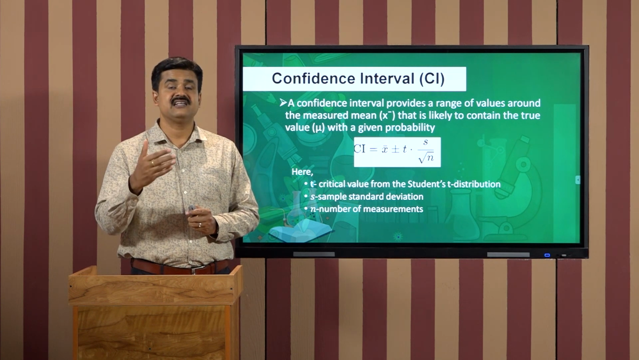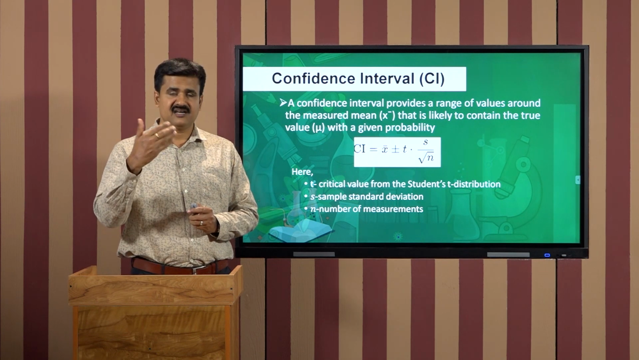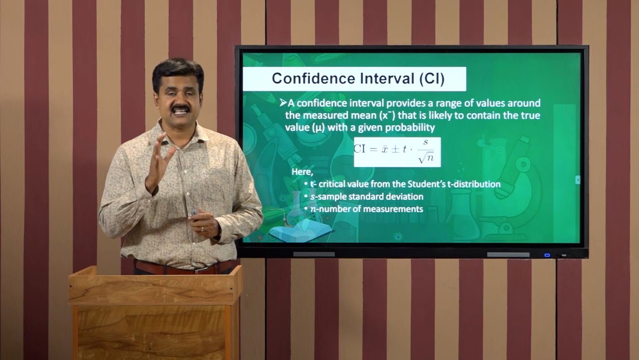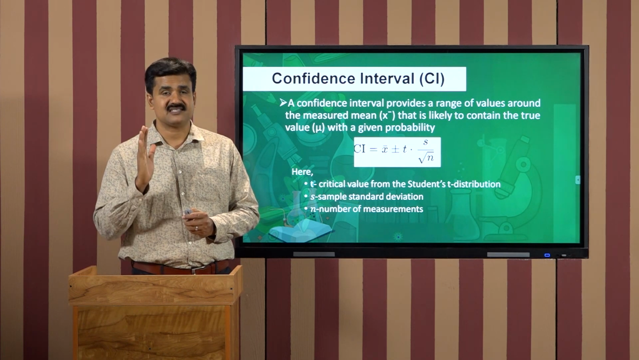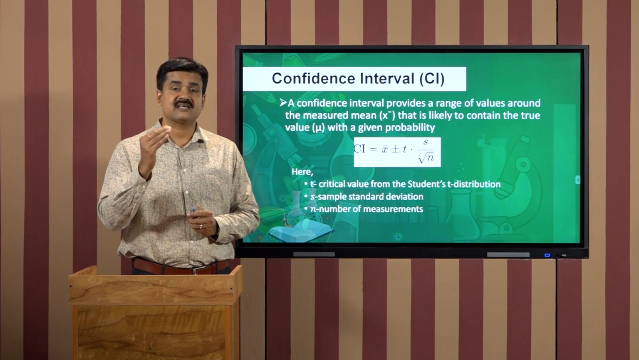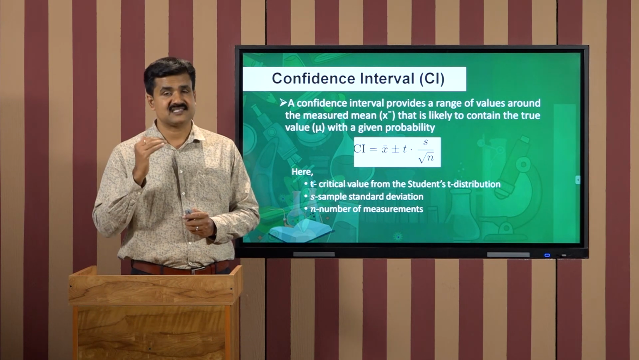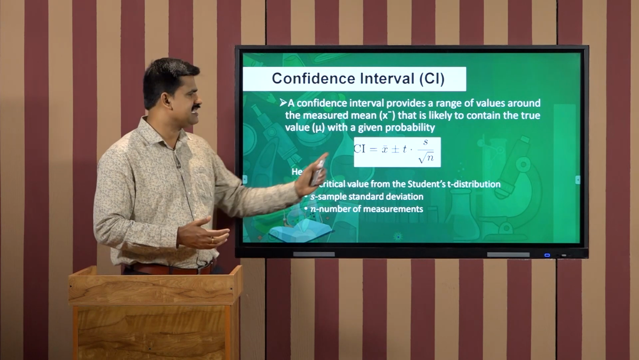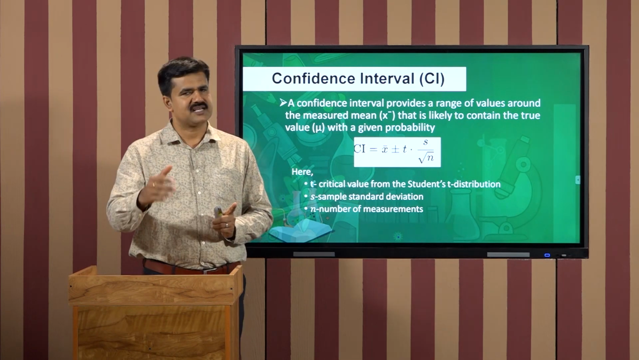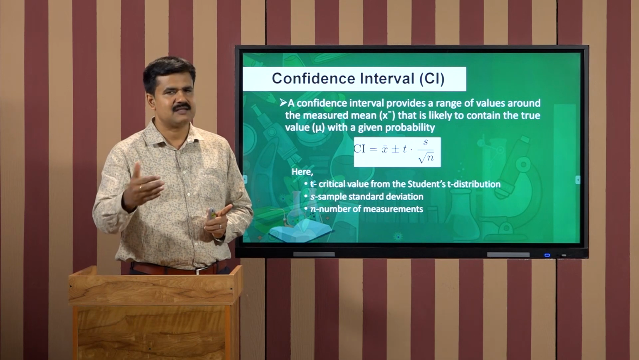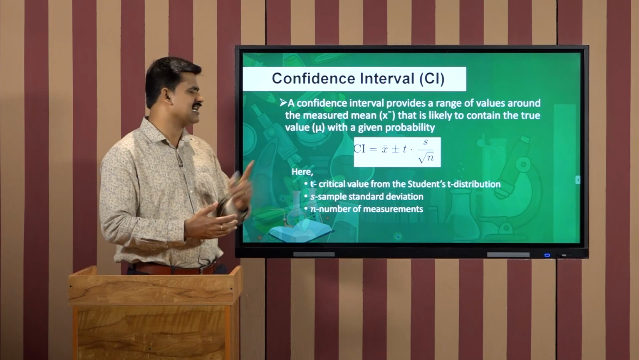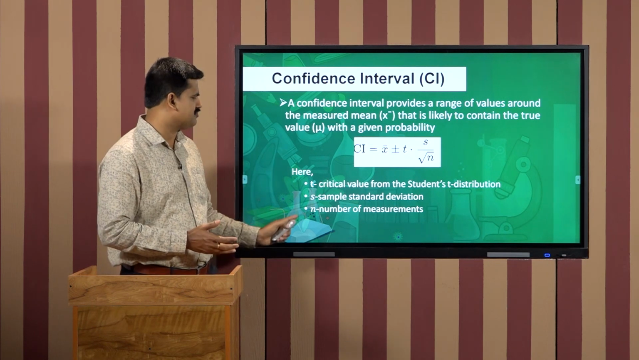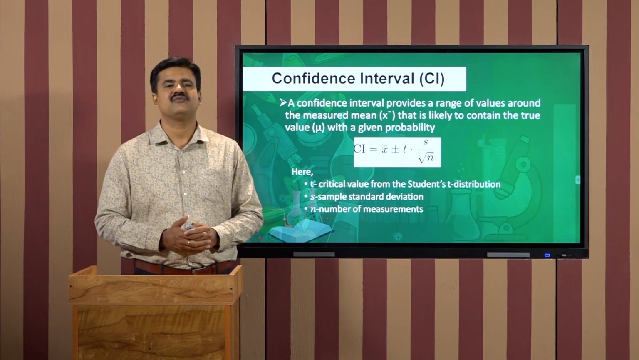There is a standard t table. I will show it to you in the coming slides. This is standardized data which is known as the Student's t table. We have to take a critical t value from the Student's table that I will show to you in the coming slides. The value of t can be obtained from the table. There is an associated table, we will discuss it soon. And the second term, s represents the sample standard deviation, and n represents the number of measurements.